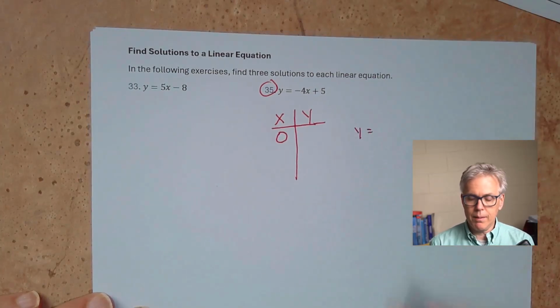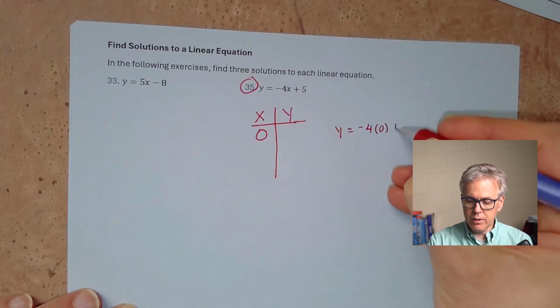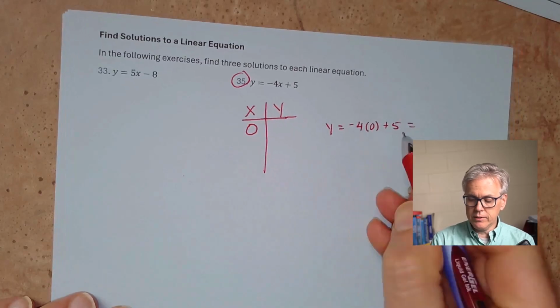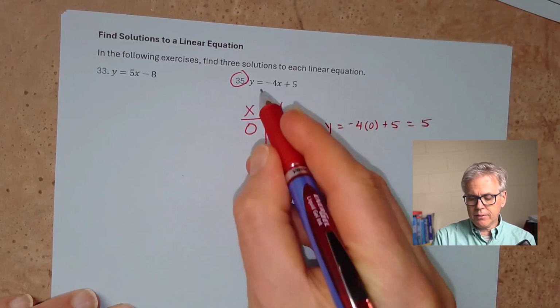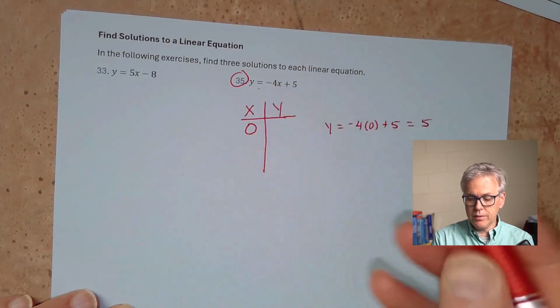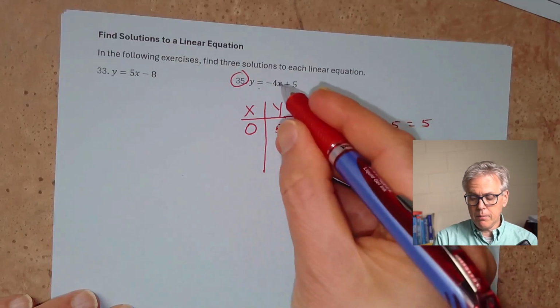Now I'm showing what I'm doing here. You don't have to do this, especially with 0. Pretty easy to do in your head. Because negative 4 times 0 is 0, you just get a 5. In fact, when they're set up this way and y equals mx plus b, it's always that constant term because that term always goes to 0.